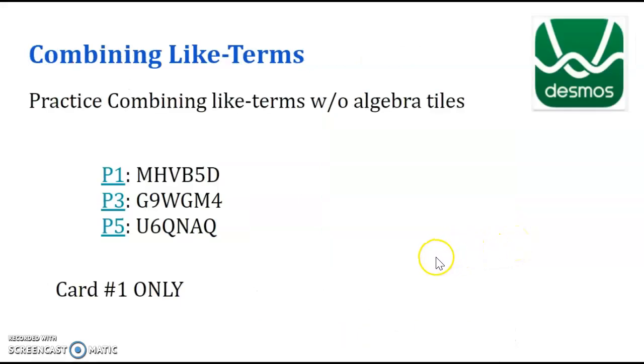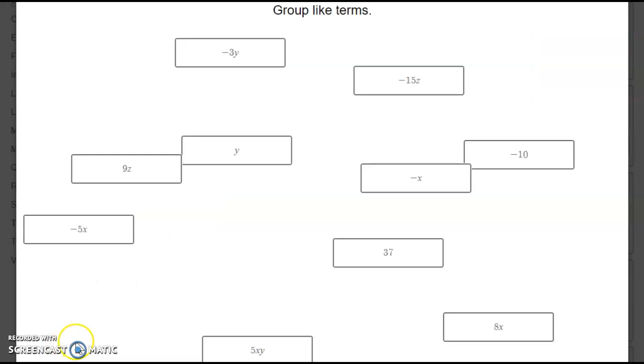Okay, so at this point, you are going to be working on the decimals exercises. You're going to be working on card 1 only. And card 1 is where you are grouping like terms. So when you have all these cards, you have to combine all the like terms. Okay, so I know that negative 3y and 3y go together. So I am going to group them together.